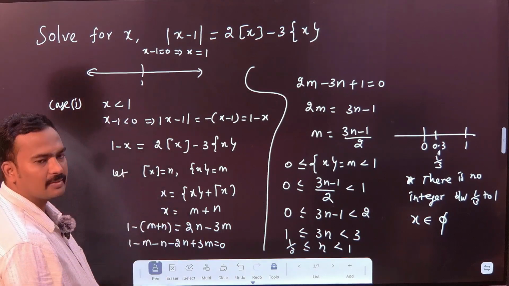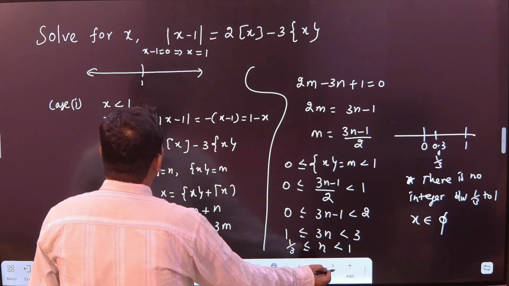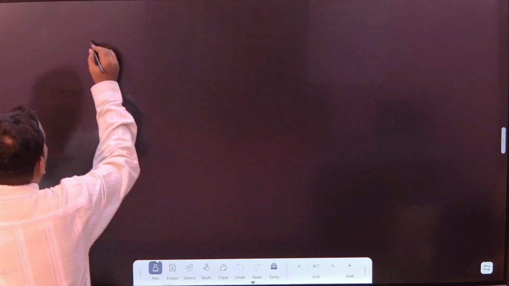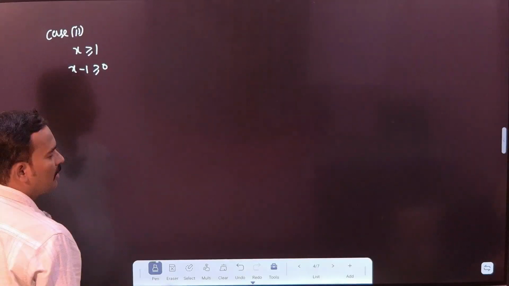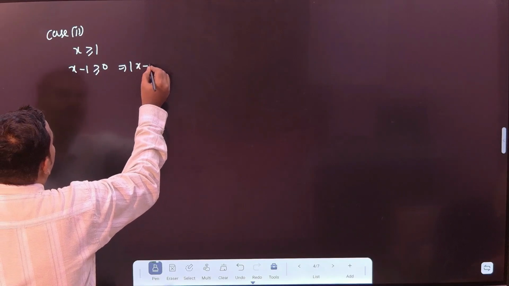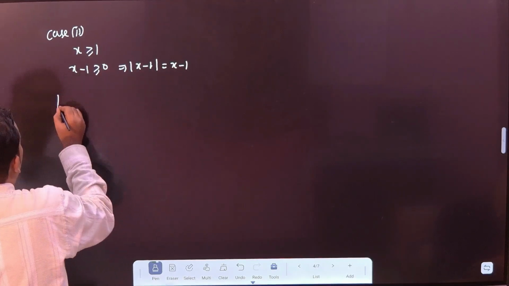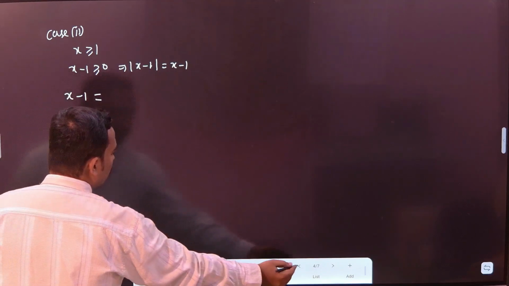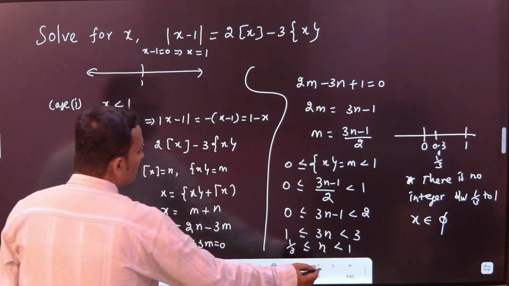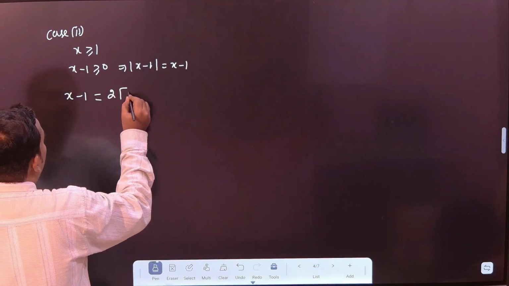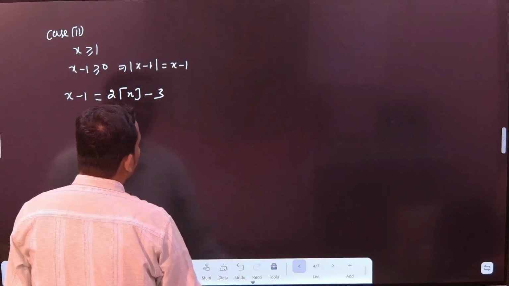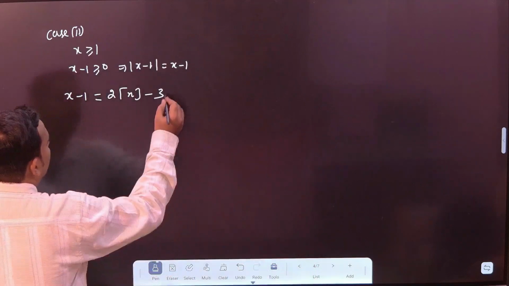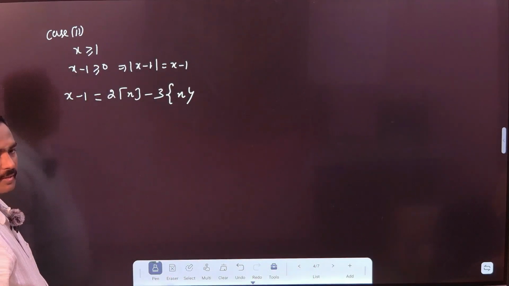Let's discuss the second case. Okay, what is the second case? x is greater than or equal to 1. Case 2, you can check it. That means x minus 1 is greater than 0. So this implies mod x minus 1 is x minus 1 only. Therefore, how to write this one? x minus 1 equal to 2 times greatest integer function minus 3 times fractional part function, right?